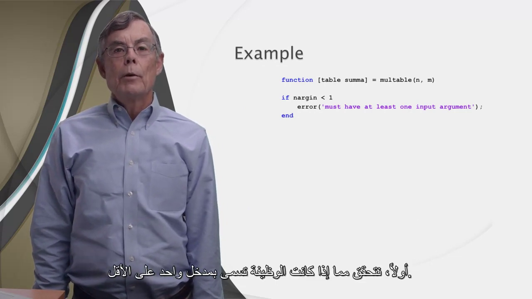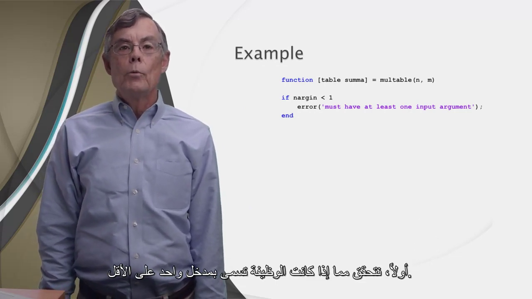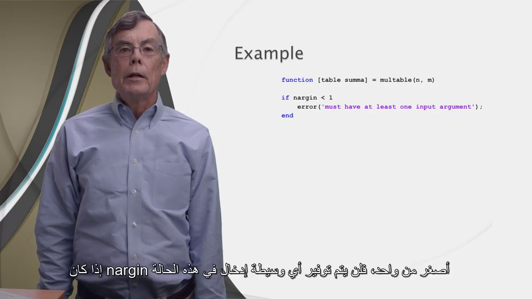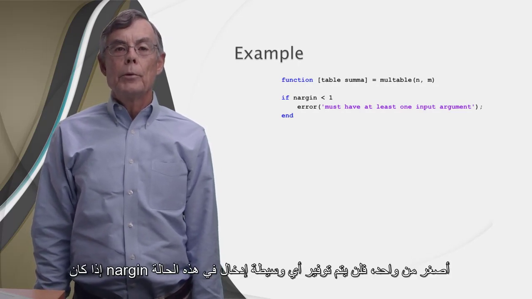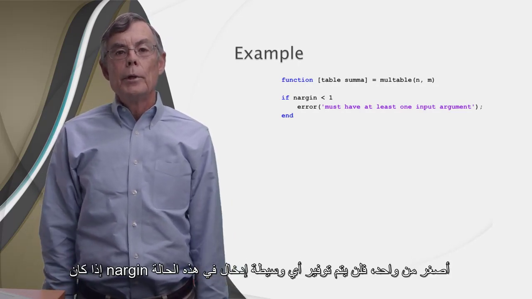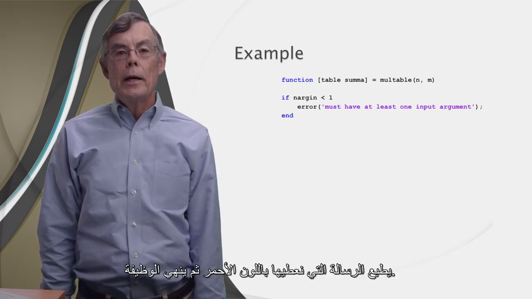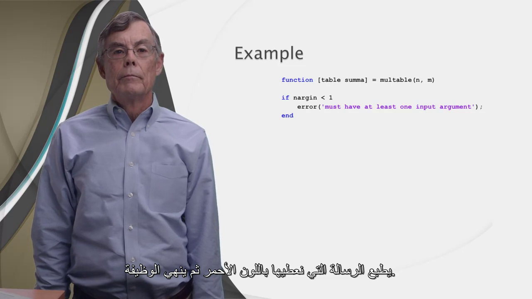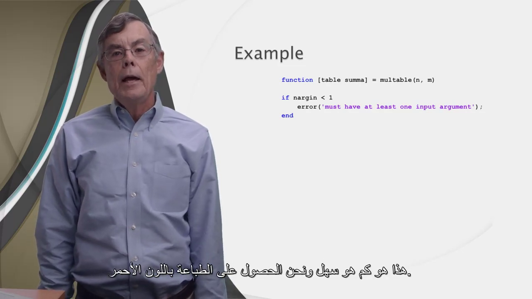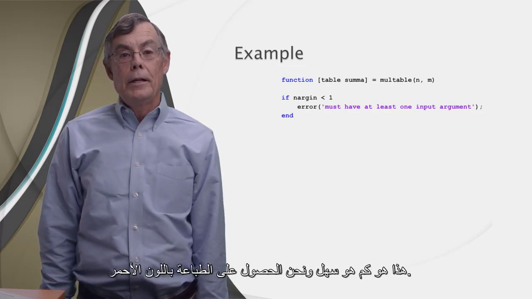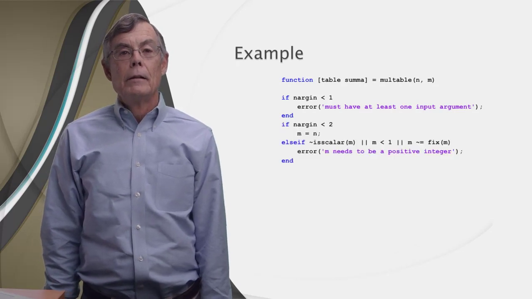First, we check whether the function was called with at least one input. If n(argn) is smaller than 1, then no input argument was provided. In that case, we call the built-in error function. It prints out the message we give it in red and then terminates the function. That's how easy it is. And we get to print in red. And that's the only way to do that.